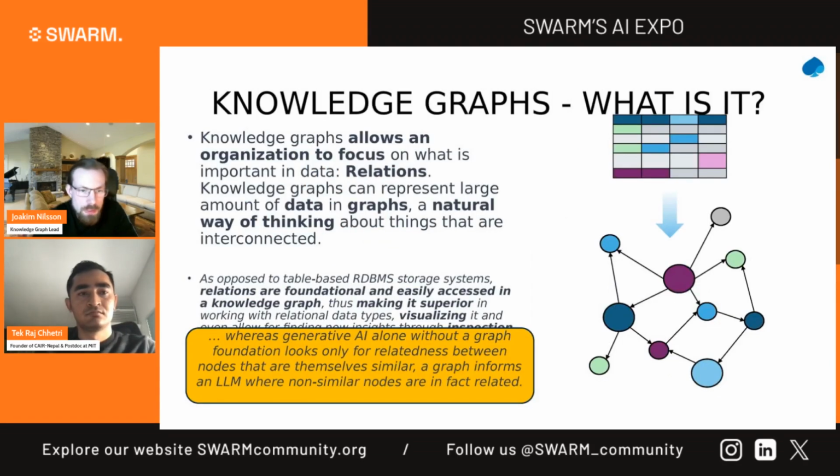And the key difference here is how we store the data. We don't store it in rows and columns, but rather as data points, or nodes, and then draw relationships between those data points, where we can also enrich it with labels and properties, making an organization focus on what is important in the data, which is the relationships.